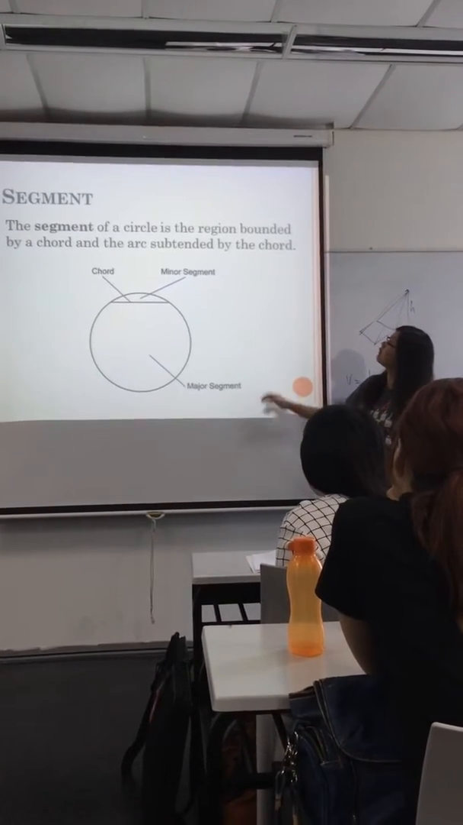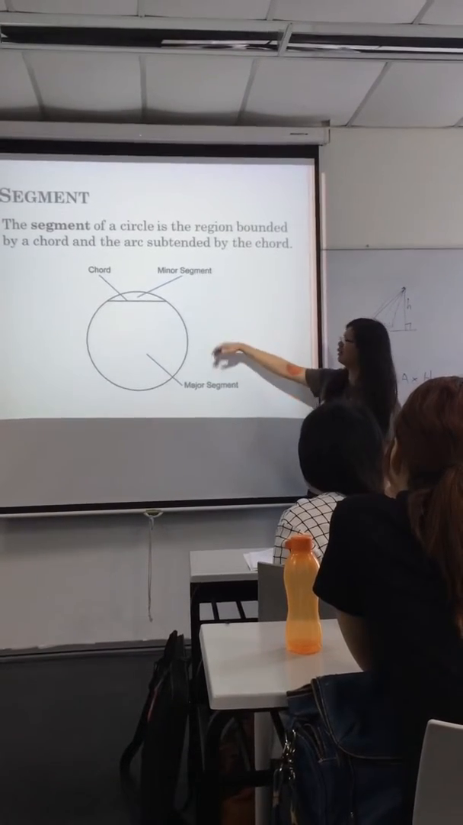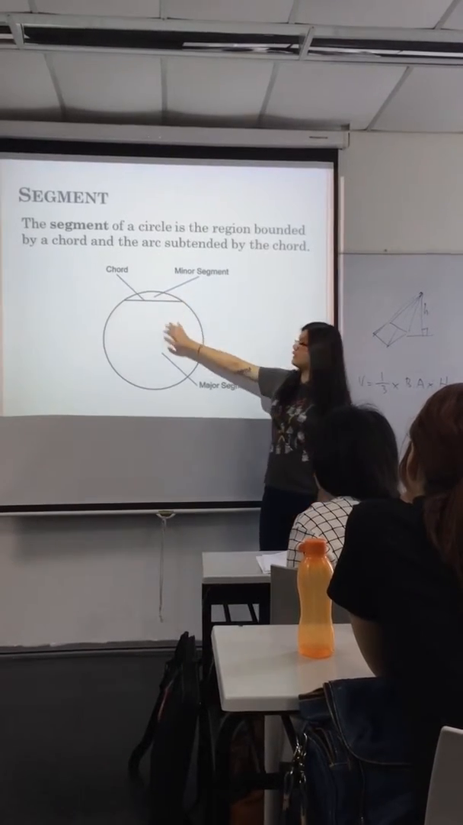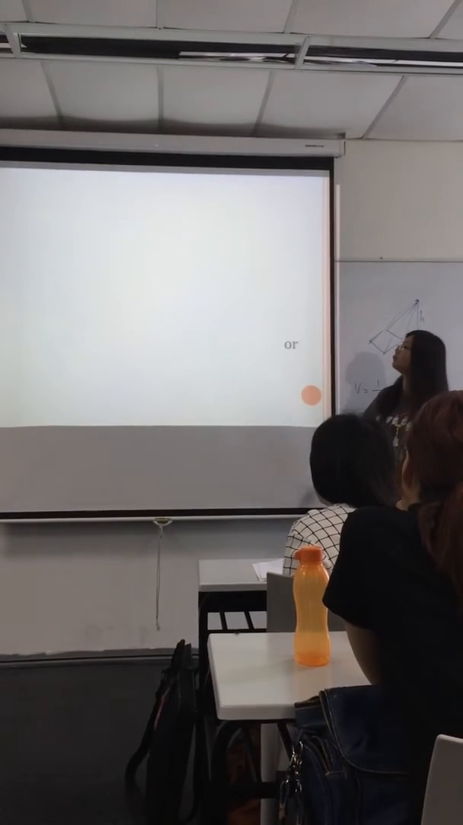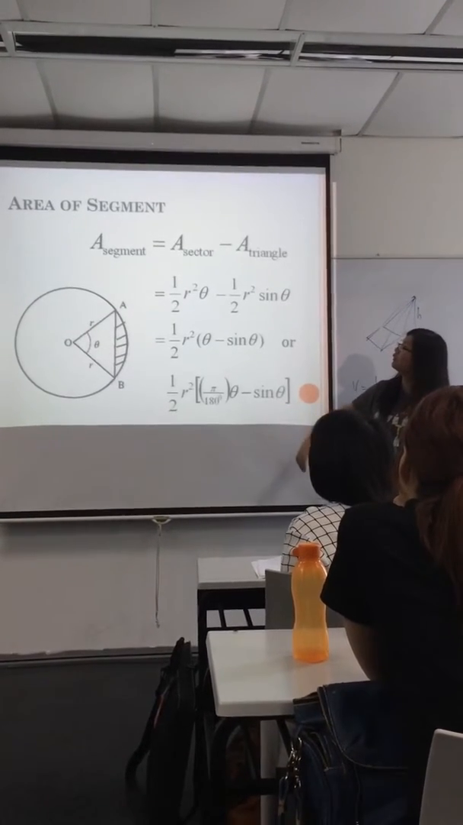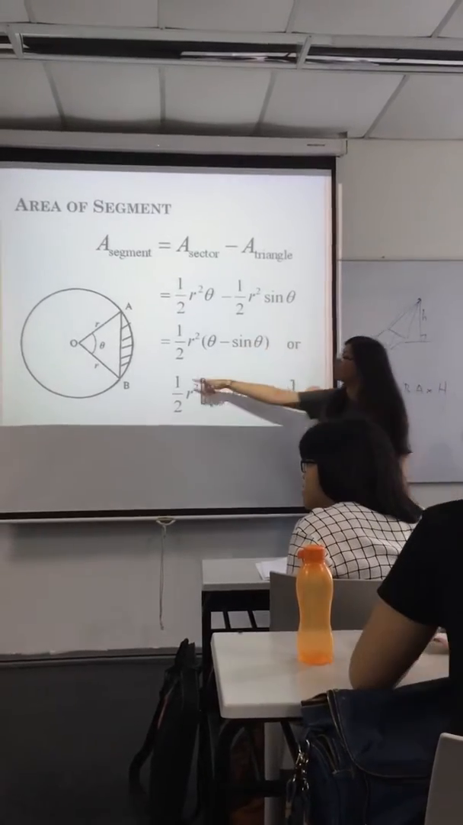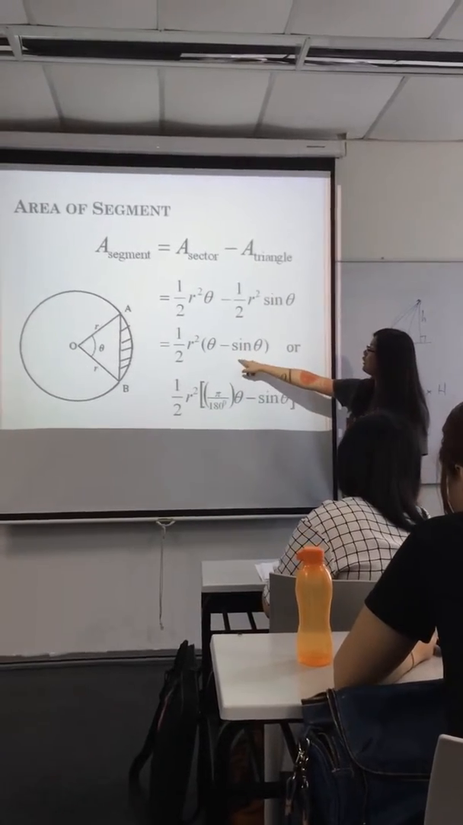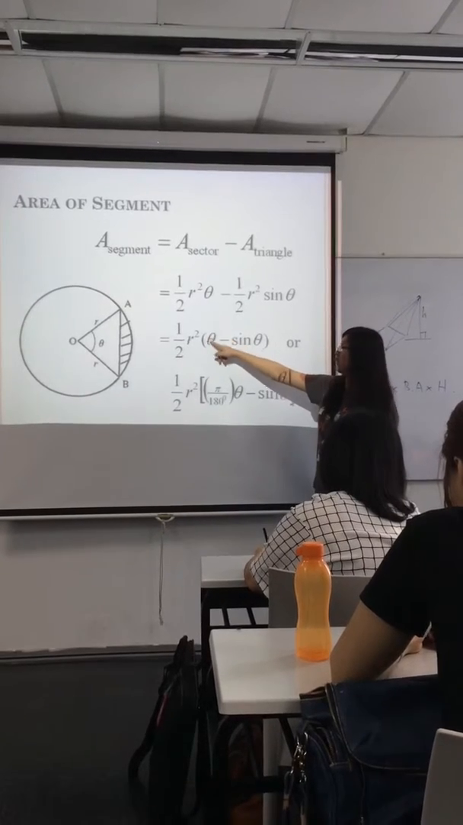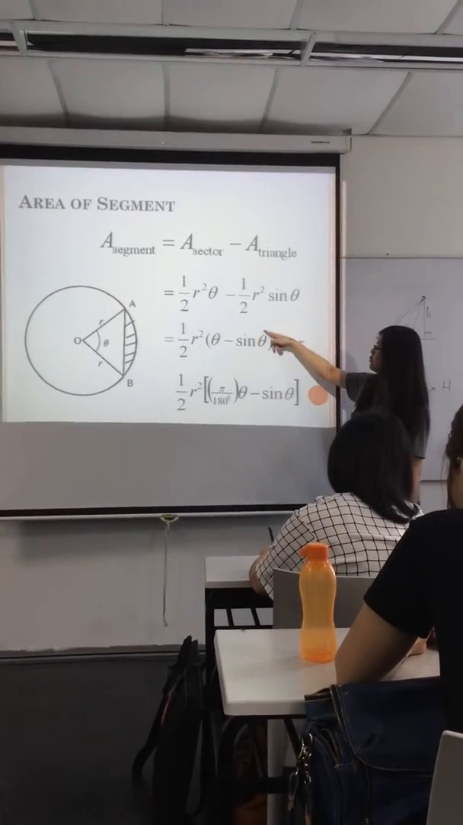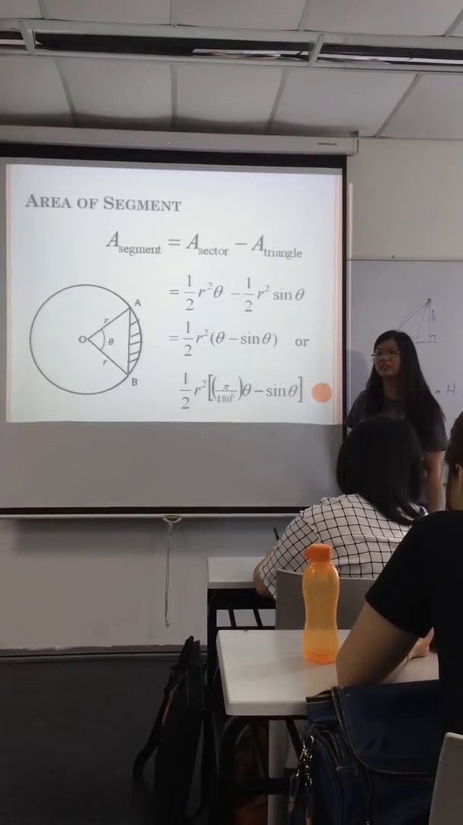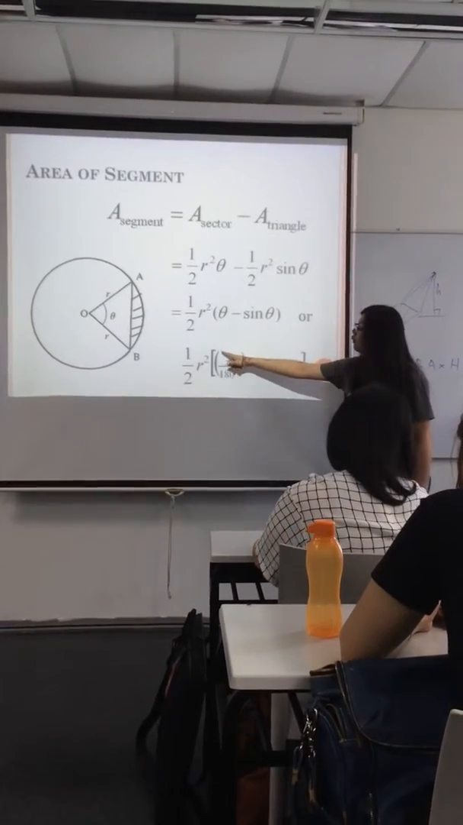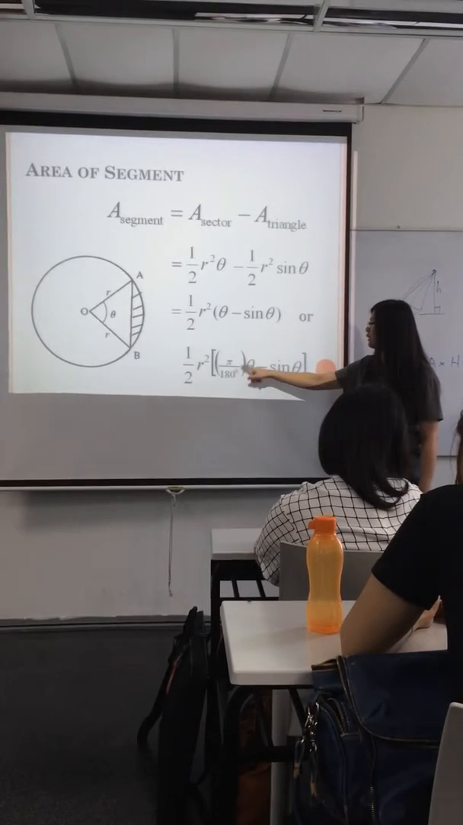Segment of a circle is the region bounded by a chord and the arc subtended by the chord. Actually here, this is the segment. The smaller part is the minor segment. The biggest part is the major segment. So the area of a segment comes from the area of the sector minus the triangle, so you will get this formula. In this formula, the first theta is radian, and for sine theta here you must use degree. In another way, you can just times pi over 180 degrees times the radian.